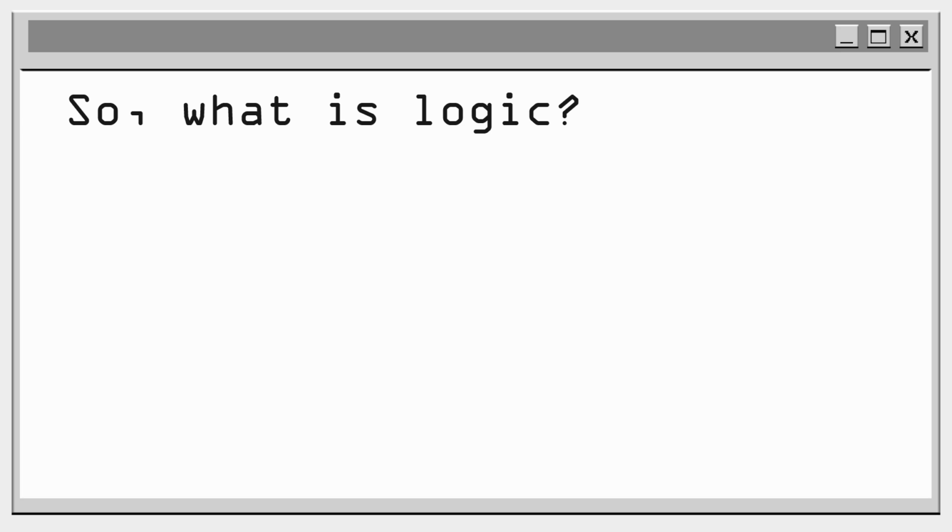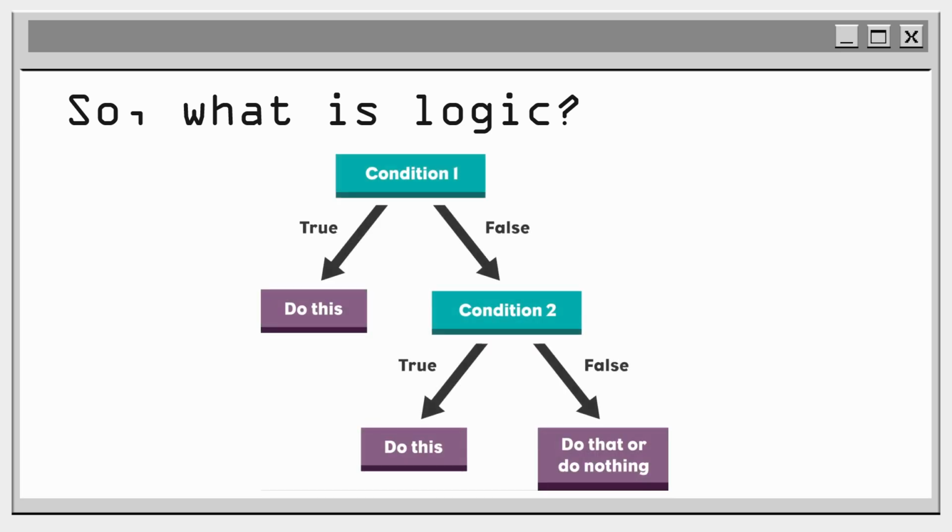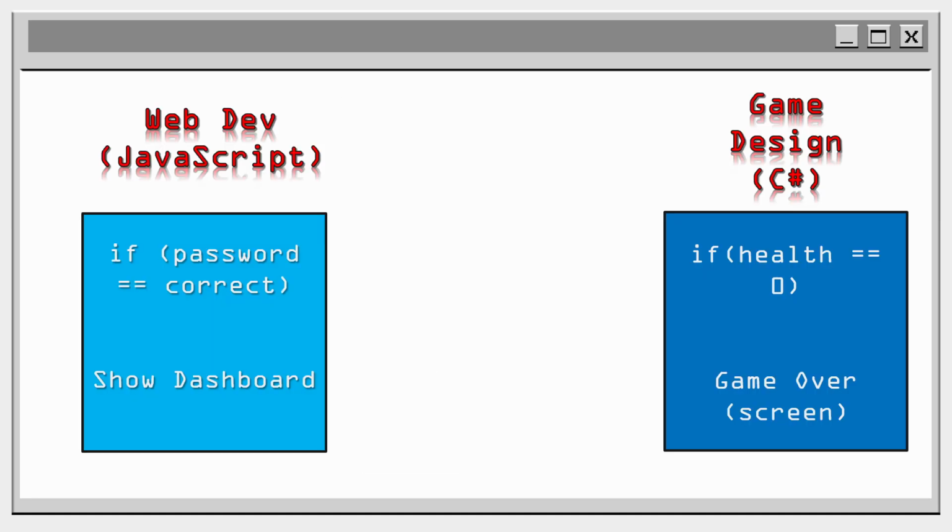Logic tells your program what to do. It uses conditions like if and else to tell what happens next, depending on whether the condition is met or not. For example, if a user's password is correct, then the dashboard will let the player in. If the user's health is at 0, then the user will receive a game over screen.